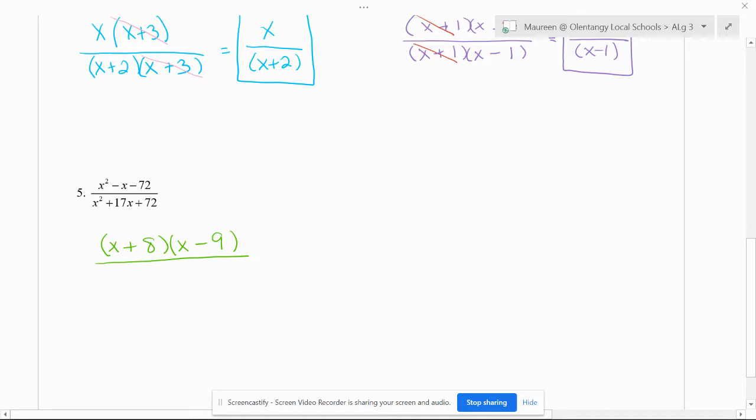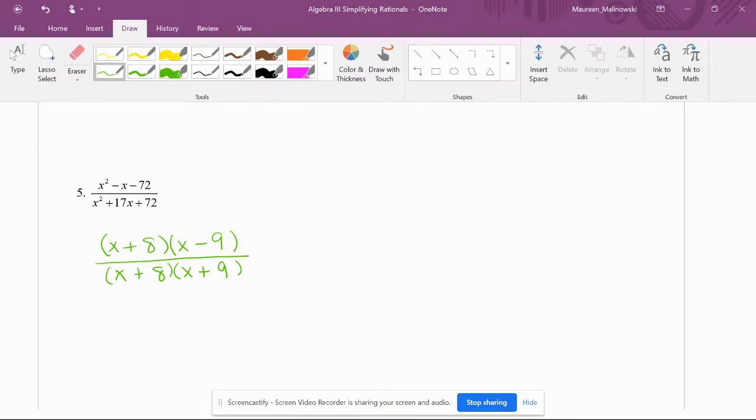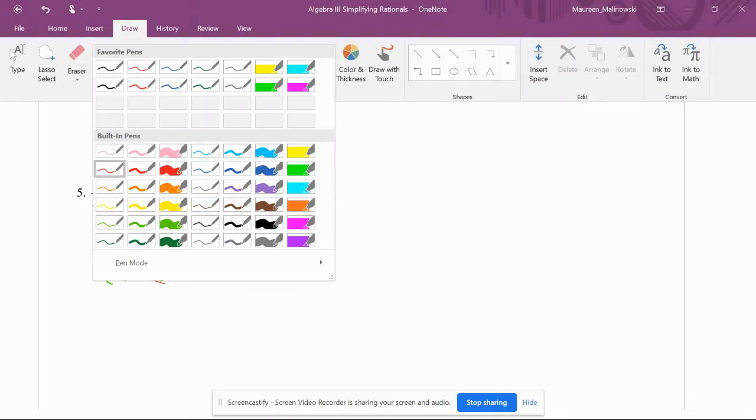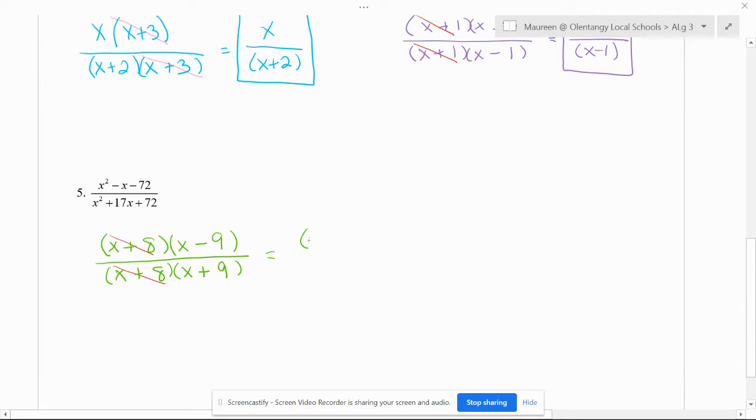In the bottom, we also want 72 and we want 17. So in this case, we're actually going to use the same numbers, but we're going to work with our signs. We still have x and x. We still have 8 and 9. And we need to add those to get a positive 17. So plus and plus. Looking at what we have left, x plus 8 will reduce out. And so the factors that we are left with is x minus 9 over x plus 9 as our final simplified answer.